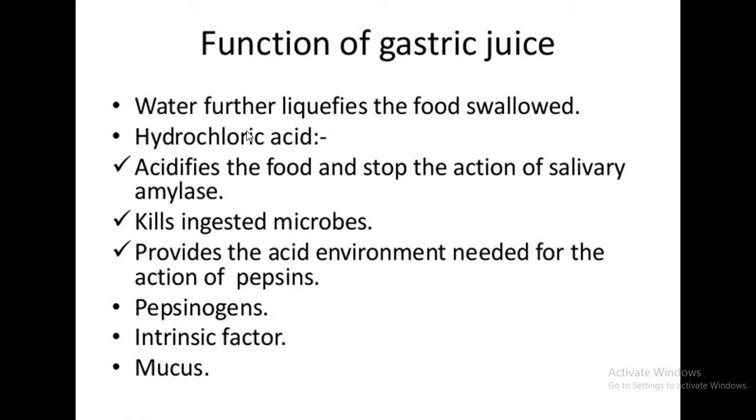So let's start. Now the first component of the gastric juice is the hydrochloric acid. The purpose of hydrochloric acid is to acidify the food and stop the action of salivary amylase enzyme. Then it will kill the ingested microbes. This acidic nature of HCl will kill the ingested microbes. So if you have taken any microbes in your food through the esophagus, if it has reached up to the stomach, it will be killed by the action of HCl.